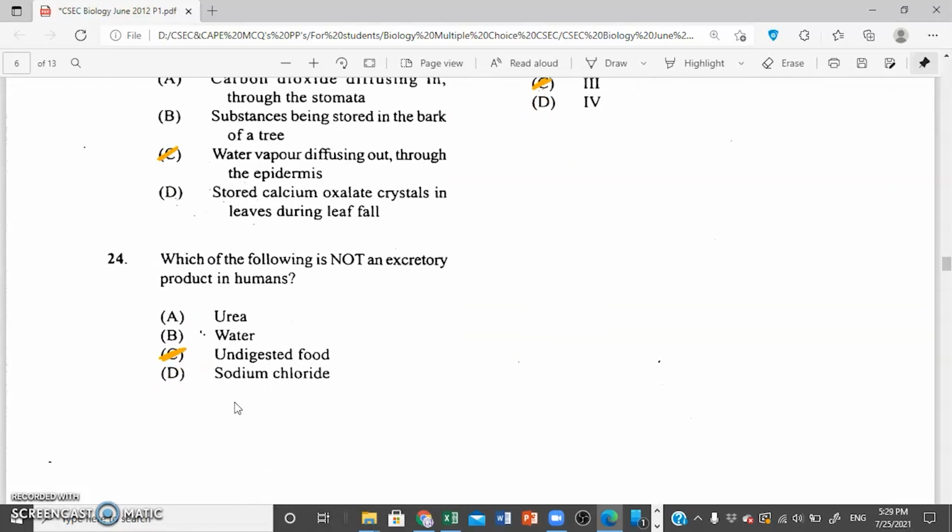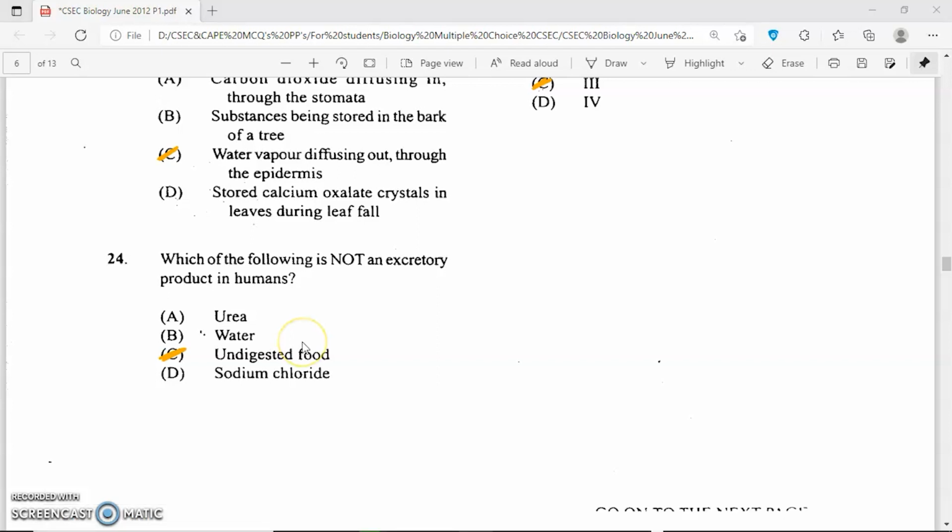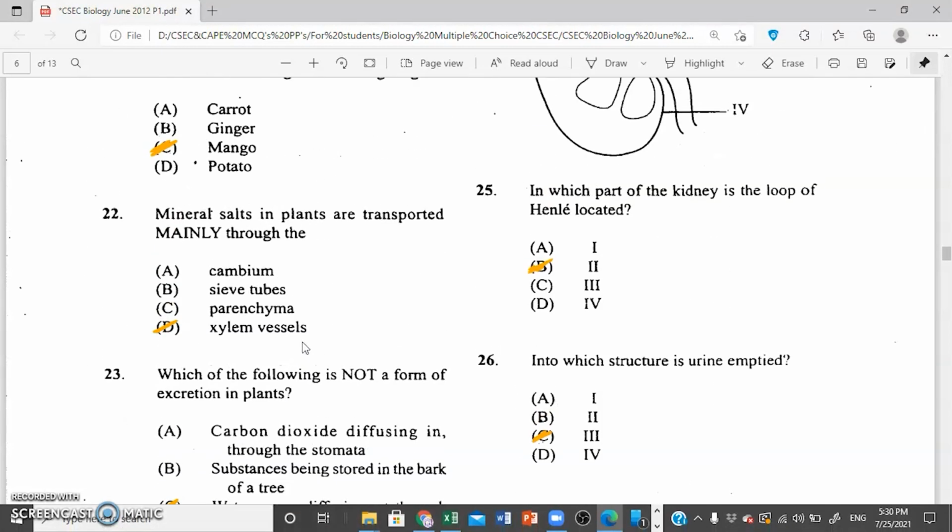And number 24, which of the following is not an excretory product in humans? Undigested food is not an excretory product, that's an egested product. So the answer for 24 here is C, undigested food.